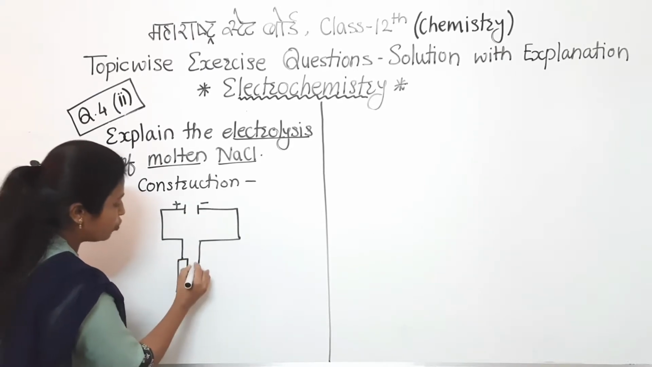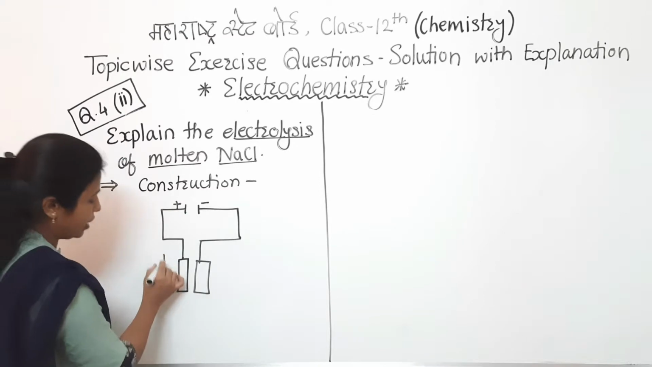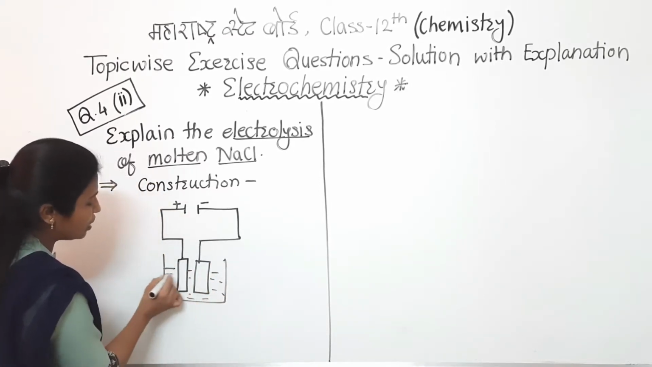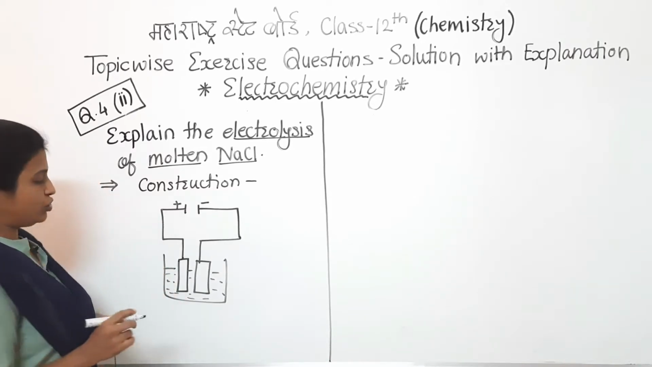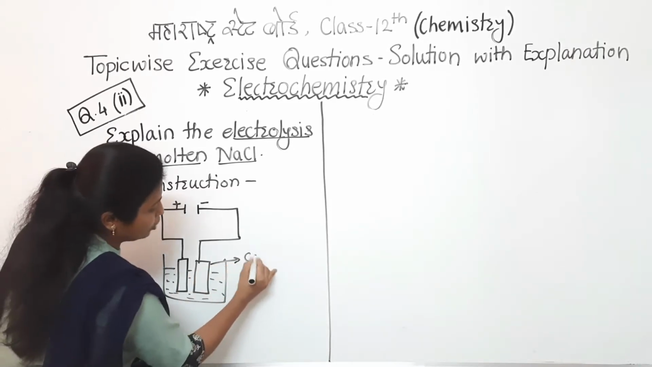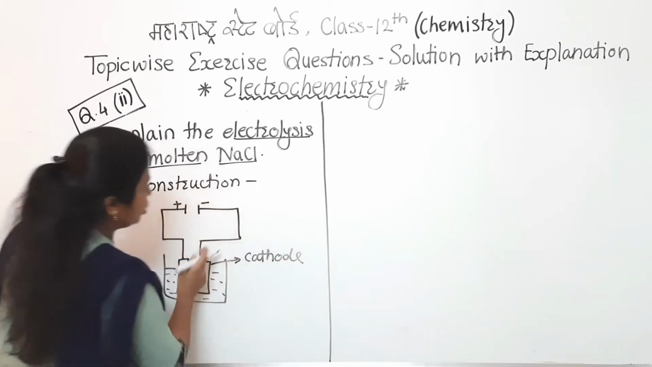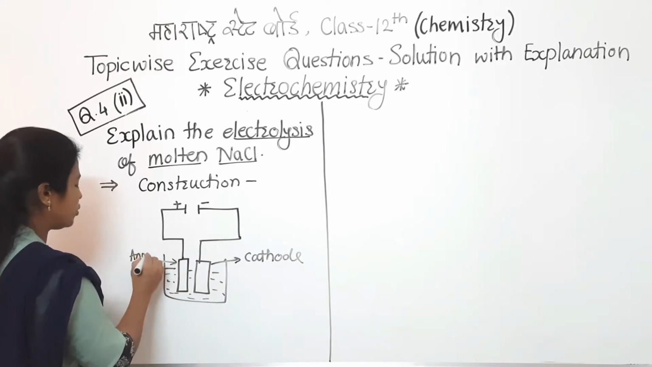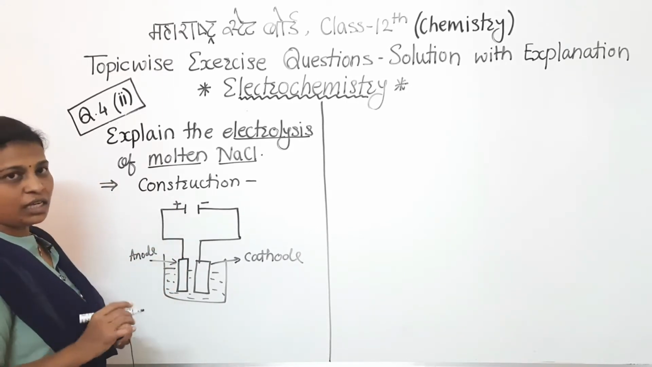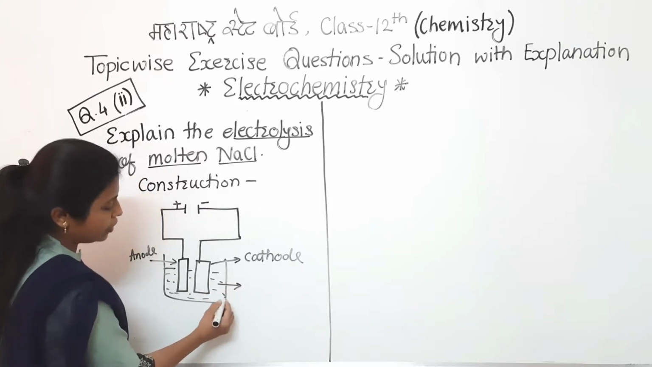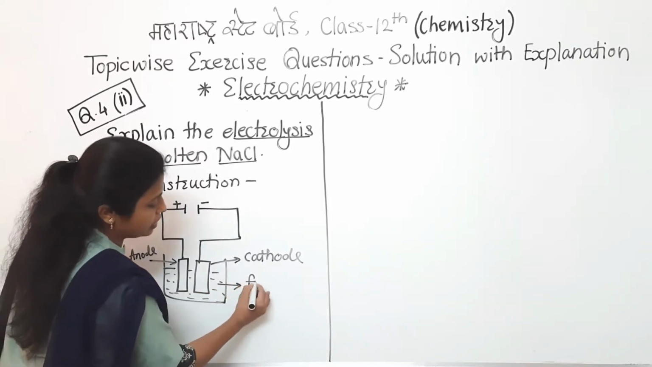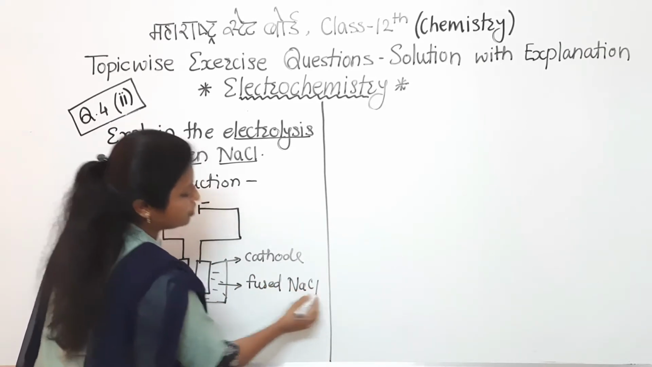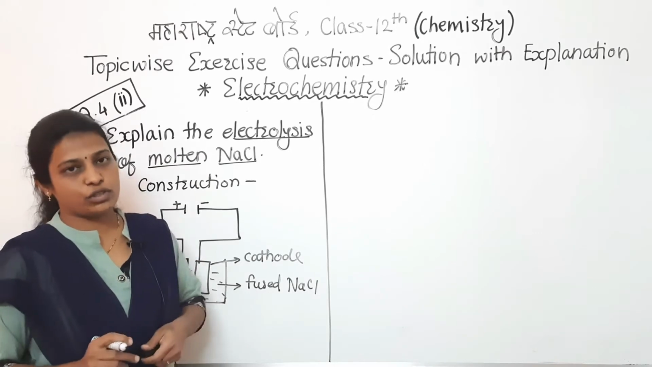So we have drawn here one electrode. This is the second electrode. These electrodes are dipped in a solution, or we can say one electrolytic solution. So see, this is the cathode which is connected to the negative terminal of the battery. This is the anode because this is connected to the positive terminal of the battery. This is the electrolytic cell, and in that electrolytic cell we have taken electrolyte, that is the fused NaCl. This is the diagram for the electrolysis of NaCl.